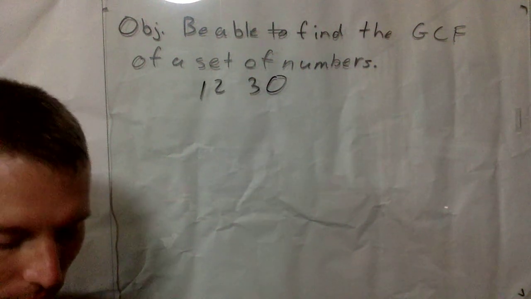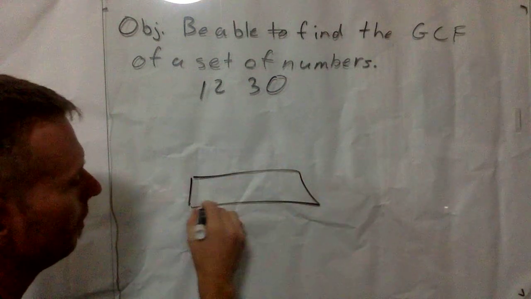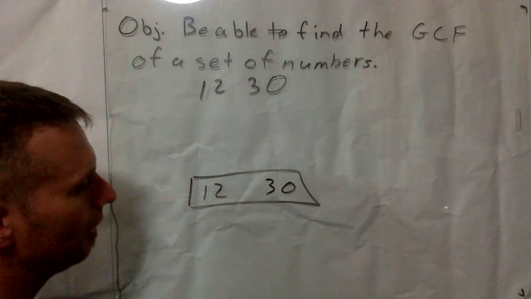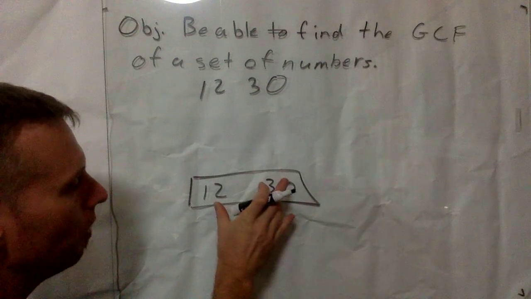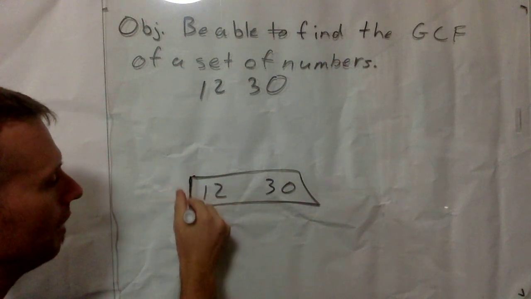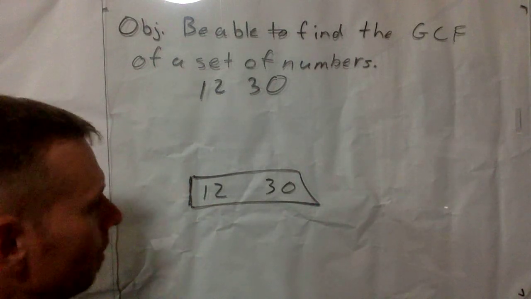Okay, what I'm going to do is this. I'm going to draw a base of a cake at the bottom here, and I have 12 and I have 30. Okay, these are not being multiplied together, they're just separate numbers, and I want to see what factor can I pull out of both of these. It doesn't have to be the biggest one yet, just 2 is easy since they're both even.